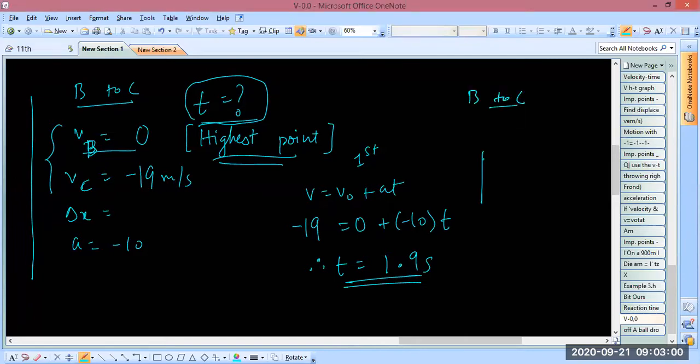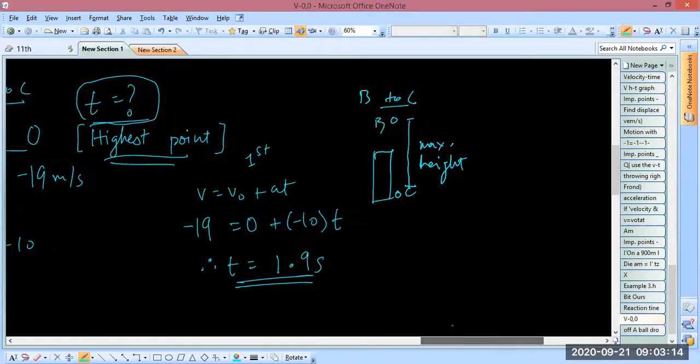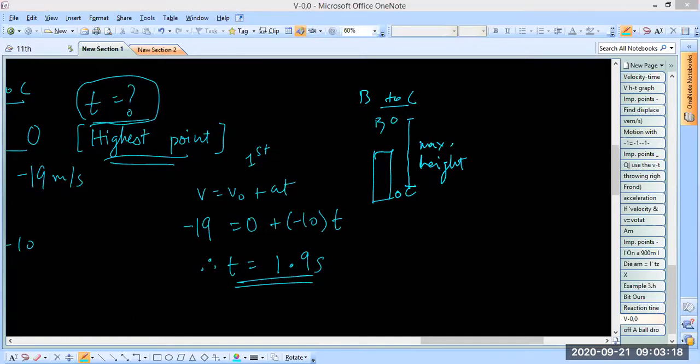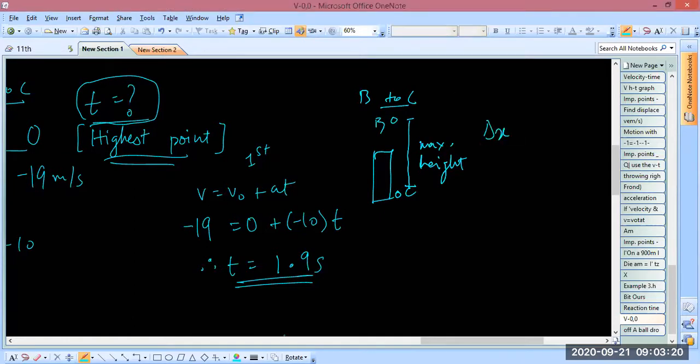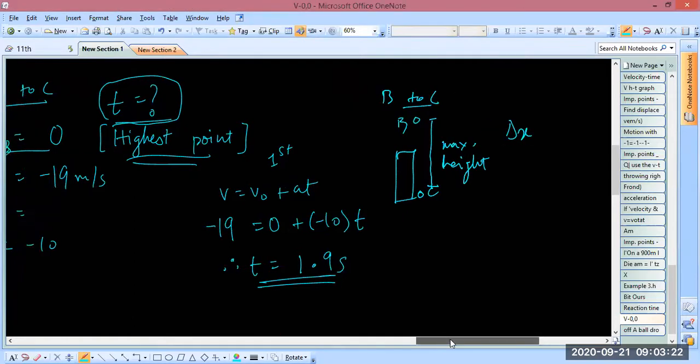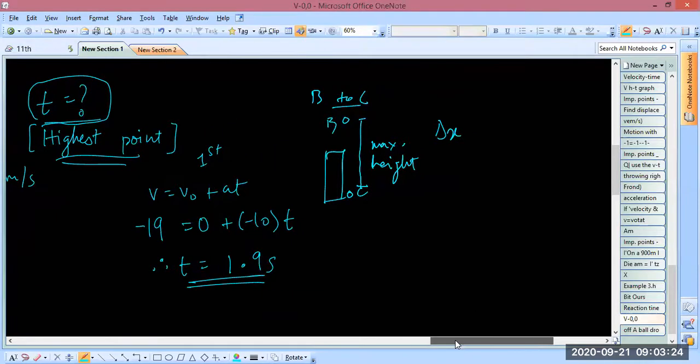Think about this. This is B and this is C. So the ball falls from here to here. That is the maximum height, isn't it? I hope all of you realize that this is the maximum height, correct? So let's find displacement, because if we find displacement, we'll get it. Which equation should we use to find displacement?